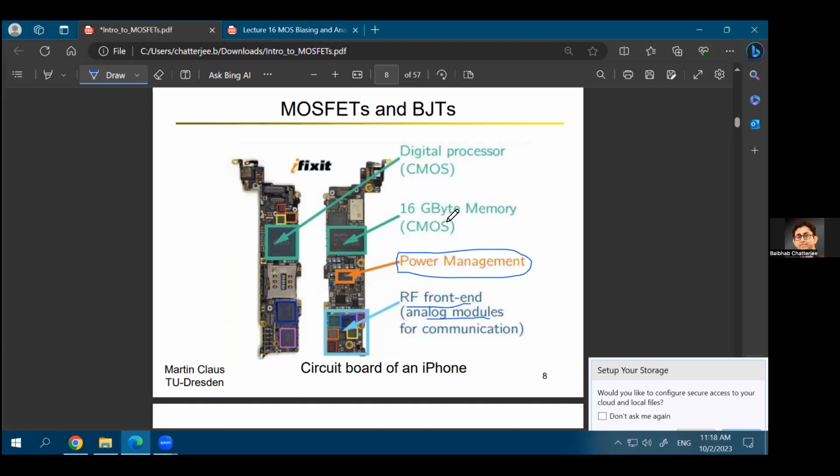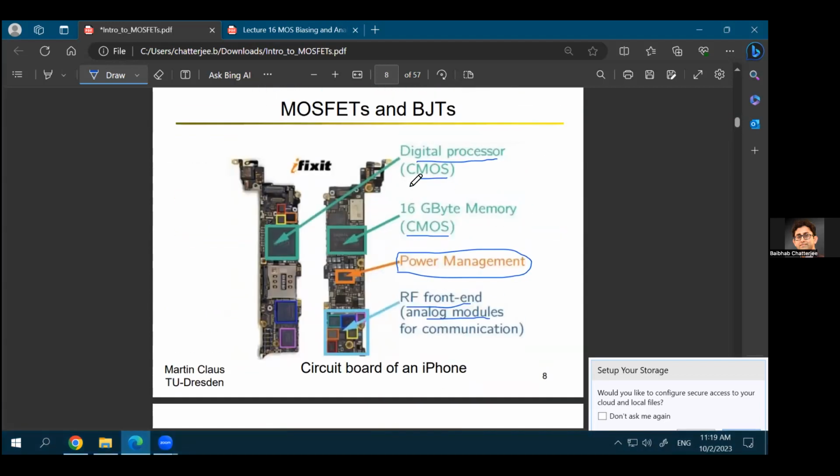You have a memory, which is fully made of complementary MOS, and we'll learn what that means, but this is made of MOSFETs. You have a digital processor, which is again purely made of MOSFETs. So as you break down the iPhone, you'll have these different areas where the MOSFET and BJT devices will be used.